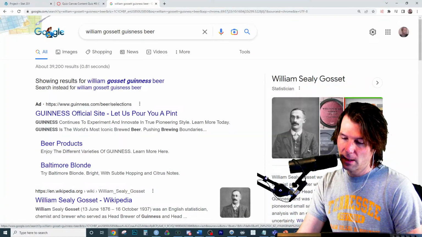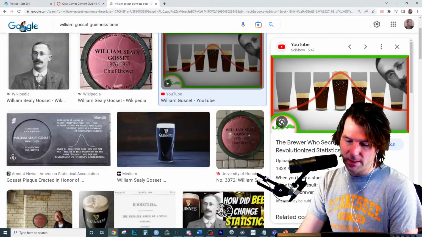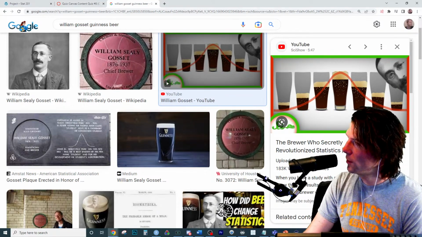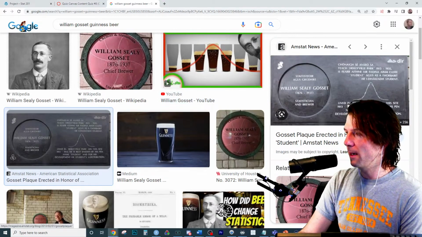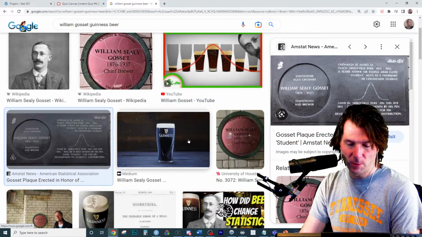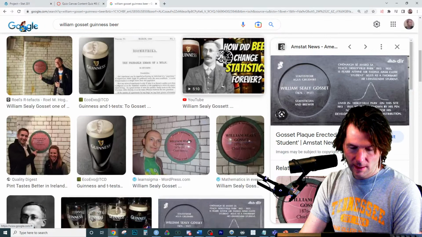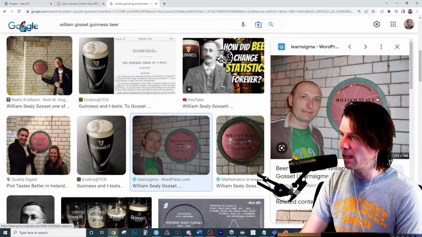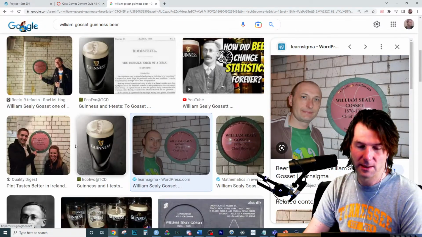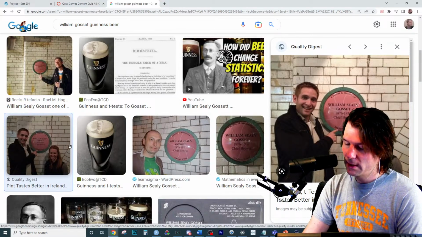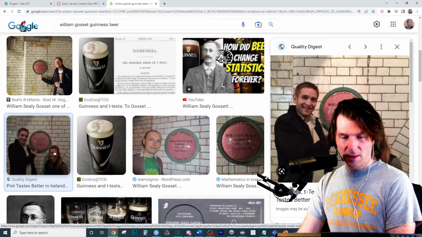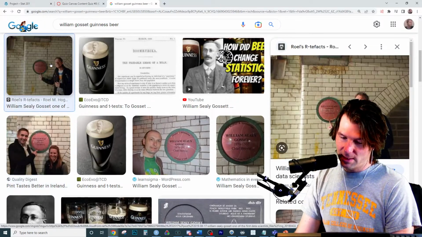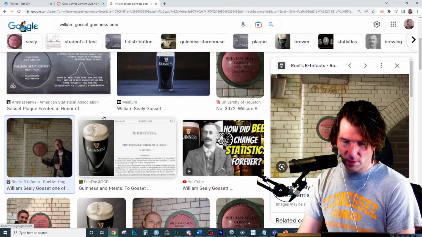This guy. William Gossett of Guinness Beer. There he is, peering over at those beers right there with the T. T is basically like the normal. So it's the plaque of William Gossett. Yep, William Sealy Gossett, I think. There he is, probably a statistician. People go and check it out. All the stats people are like, oh man, we've got to make our pilgrimage over to see the plaque of William Gossett. So there it is right there at Guinness Beer.